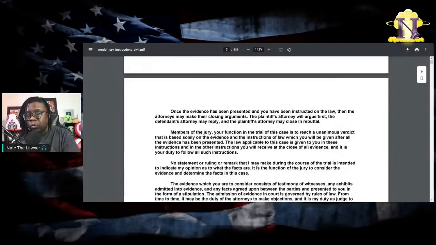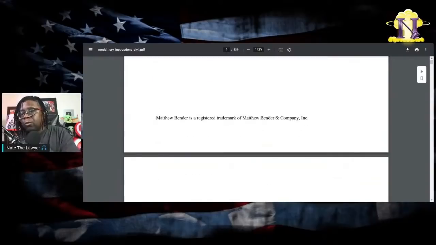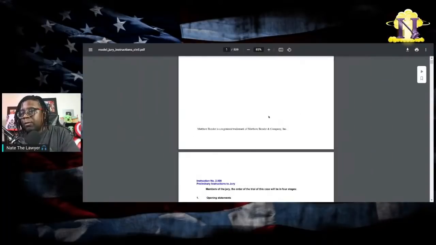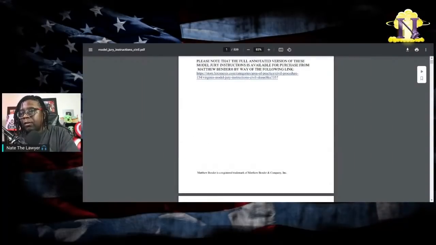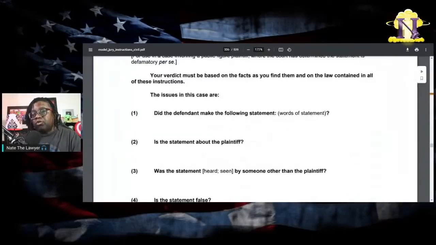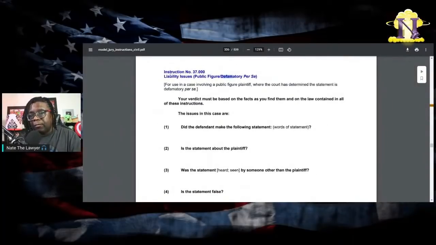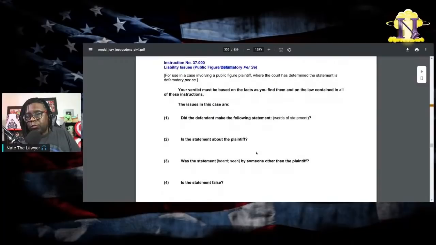So what are we looking for? We're looking for defamation, right? We don't want just anything. We're specifically looking for something from the jury instructions. So you can see the section for civil jury instructions on defamation is here. So liability issues. First they speak about how your verdict must be based on the facts that you find them, and then they give you what to find, right?